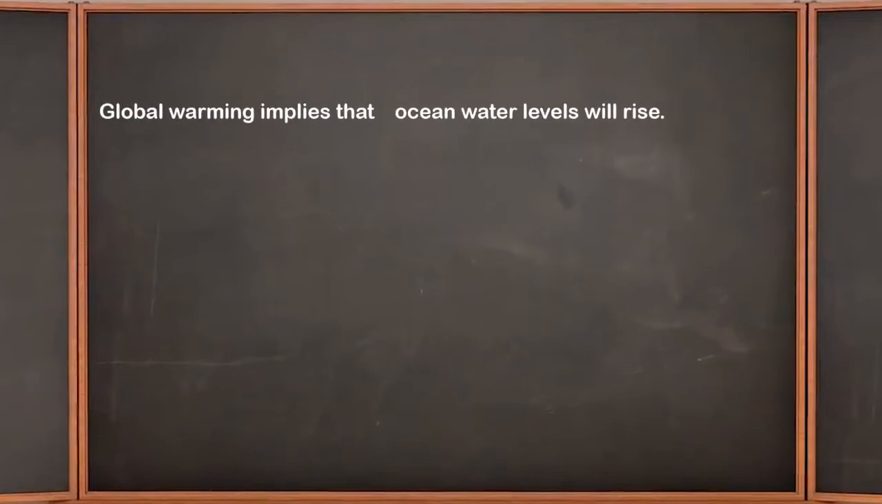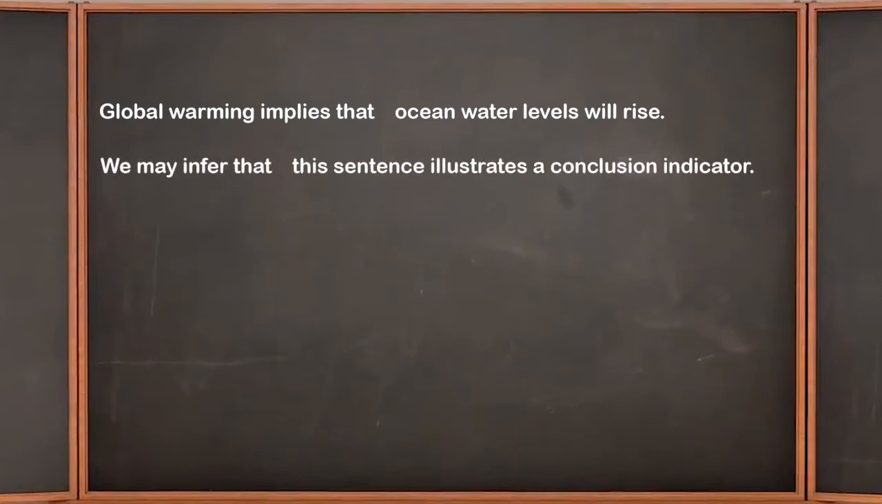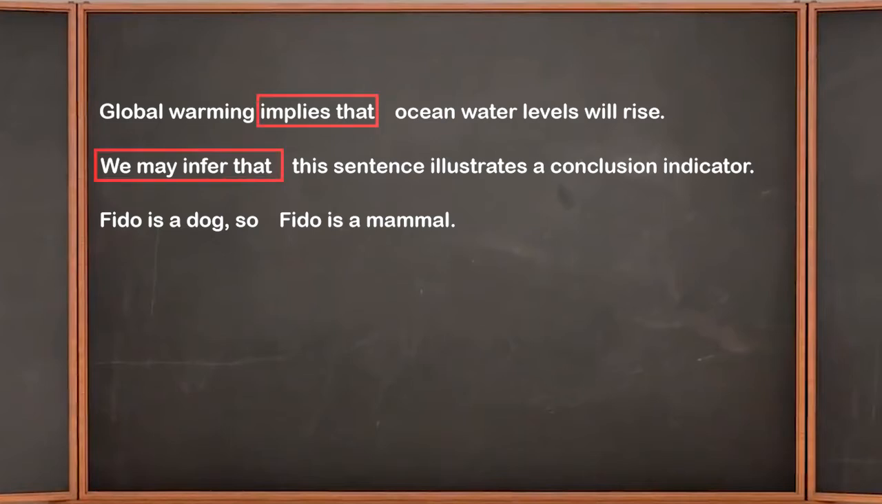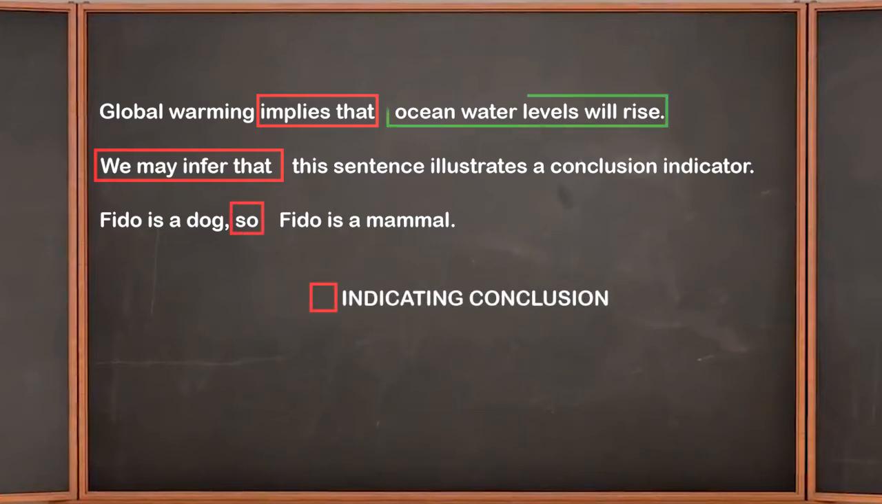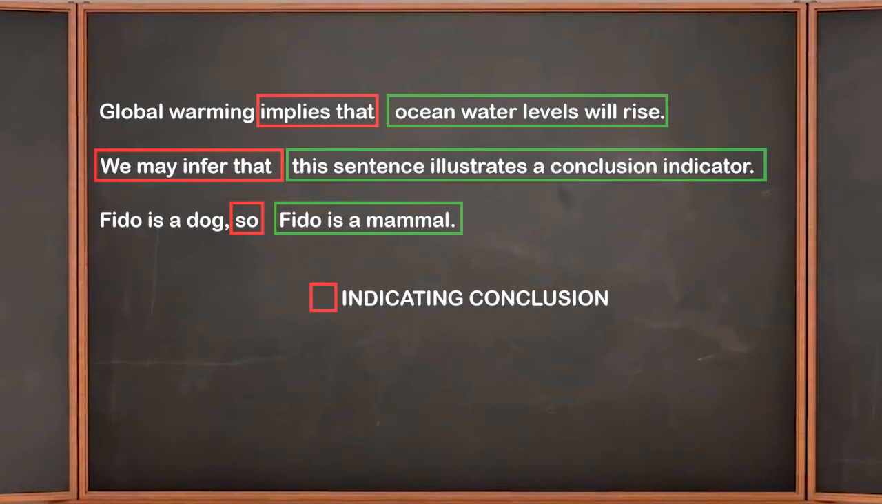For examples, global warming implies that ocean water levels will rise. We may infer that this sentence illustrates a conclusion indicator. Fido is a dog, so Fido is a mammal. The words implies that, we may infer that, and so are expressions indicating the presence of conclusion.